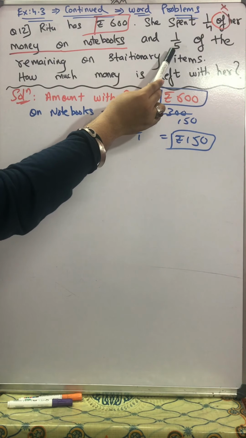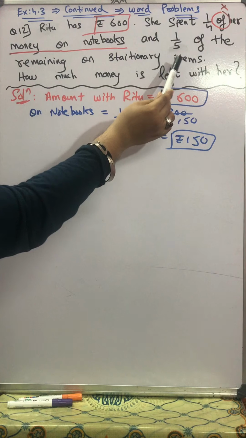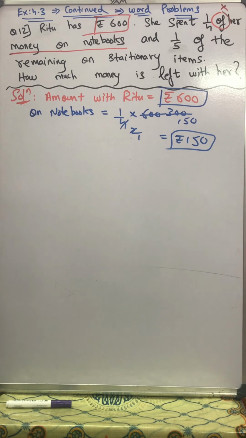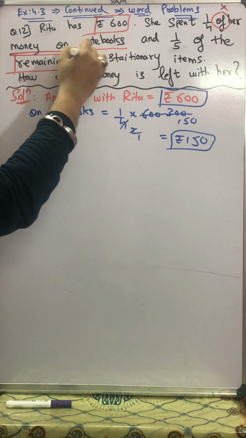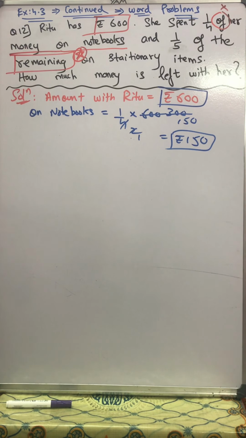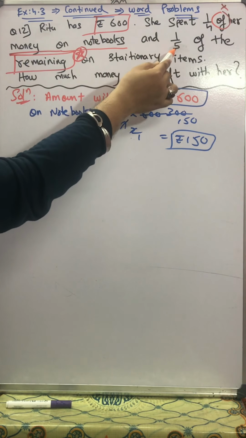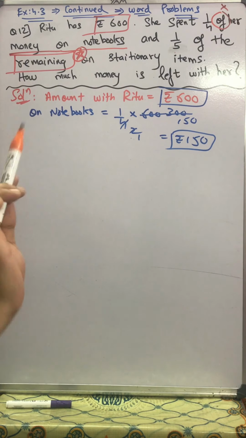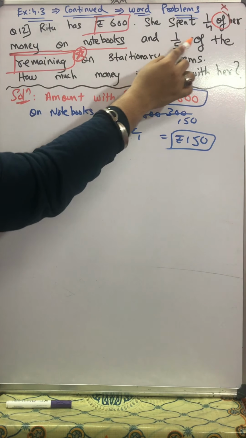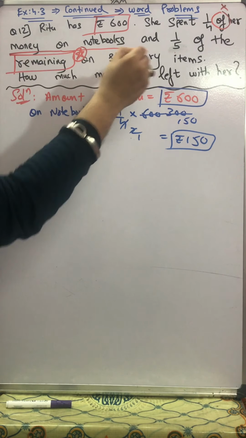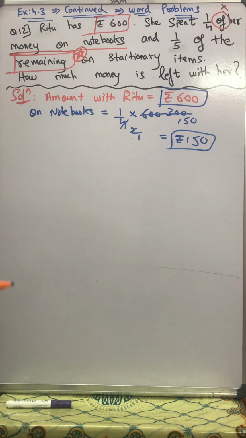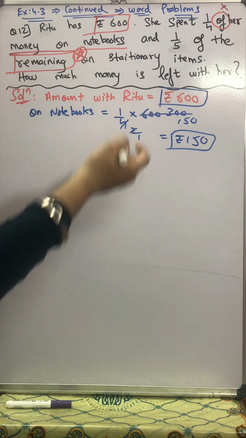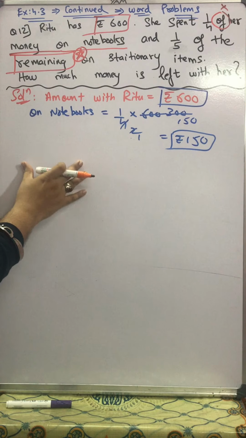And 1/5 of the remaining on stationery items. Students, this word remaining is very, very important. 90% of you make mistakes analyzing this word remaining. Majority of you must be thinking that she spends 1/5 of her money on stationery. No. She spent 1/5 of the remaining money on the stationery items. Whatever money is remaining, on that money she is spending 1/5. So first we need to find the remaining money.